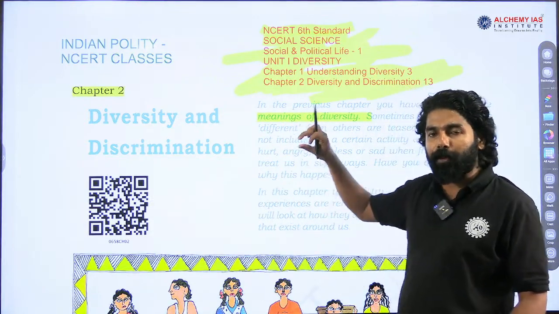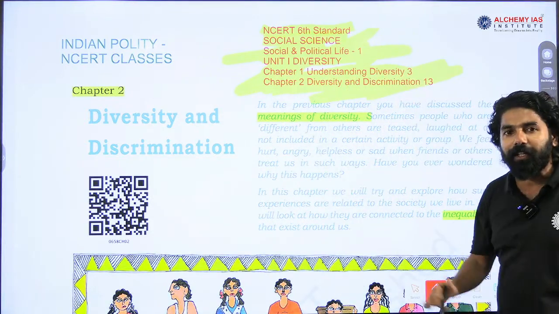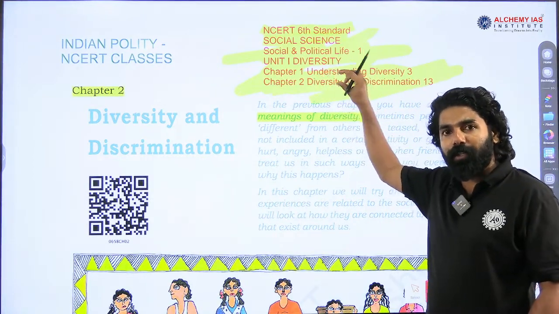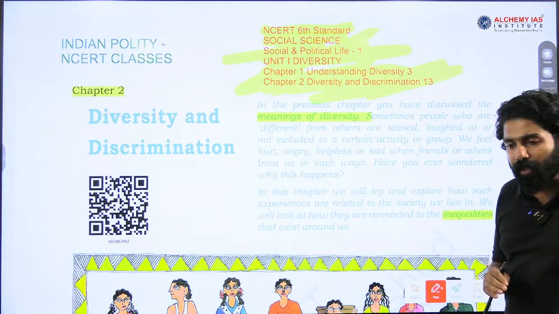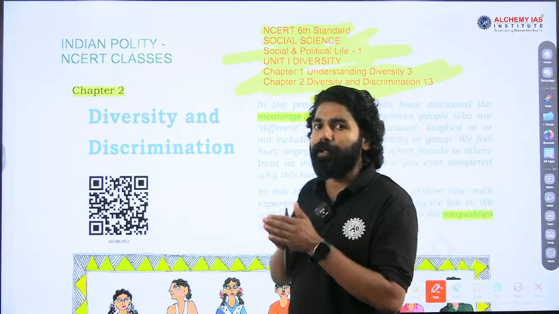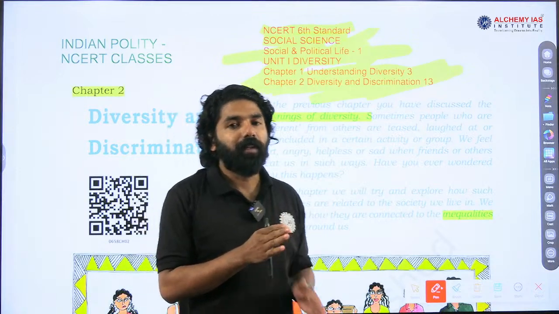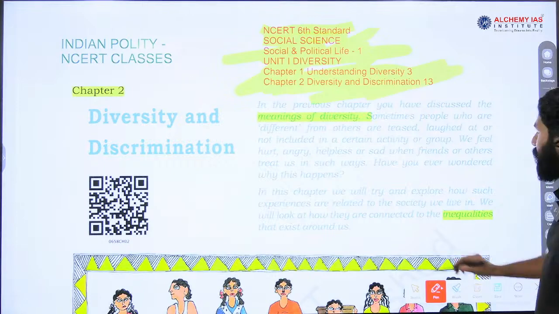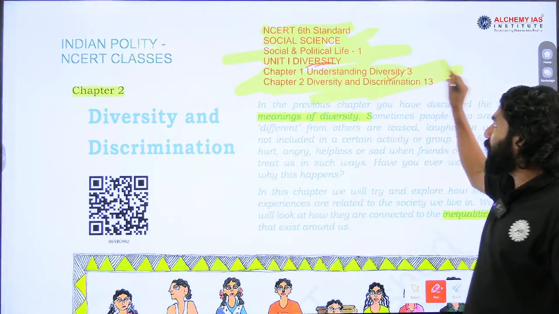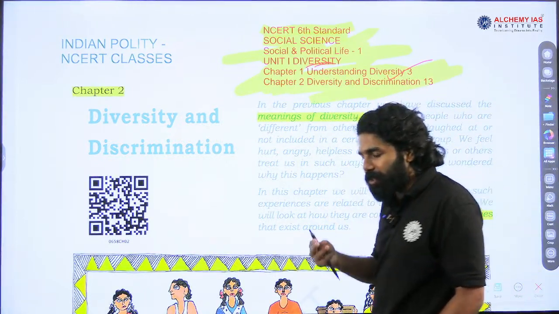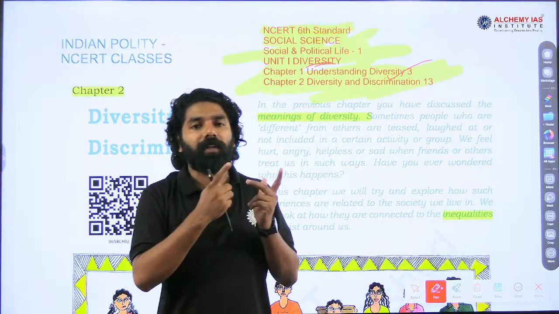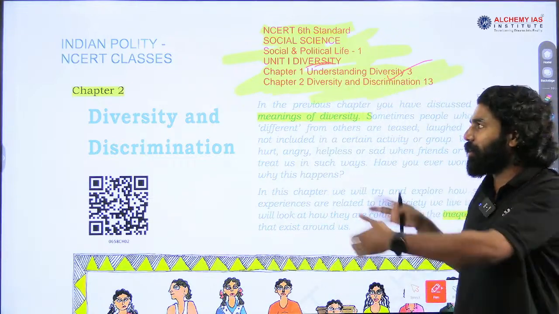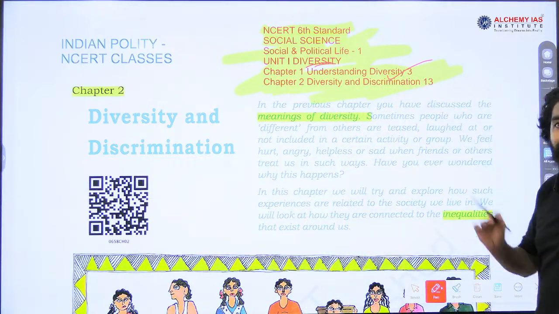This is chapter 2 of the 6th standard NCERT, related to unit 1, diversity. It has two chapters. We have already studied the meaning of diversity, what exactly diversity means, and we have seen examples of diversity in India: religious diversity, linguistic diversity, cultural diversity, racial diversity, geographical diversity. All these aspects we studied in the previous session.